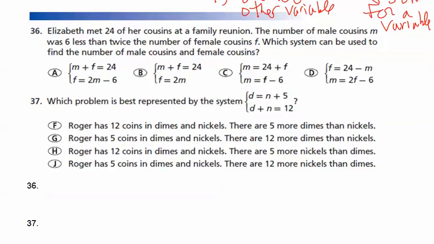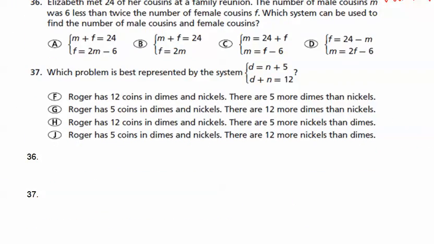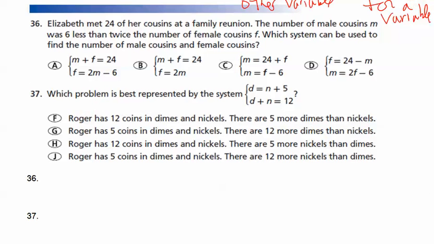And then you had to do these last problems. Number 36 just says to pick the right system of equations. Elizabeth met 24 of her cousins at a family reunion. Her cousins were both male and female. So one of the equations is going to be that male plus female equals 24. However, it could also be written like this. That would make sense. So it might be this one, might be this one, might be this one. This one does not make sense, so it's not that one.